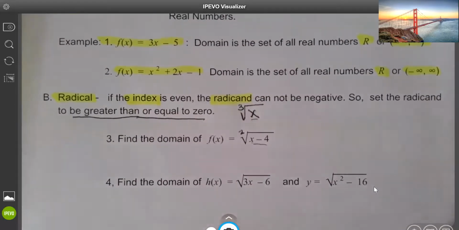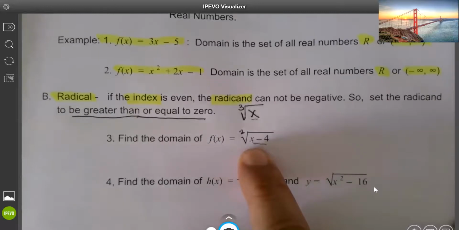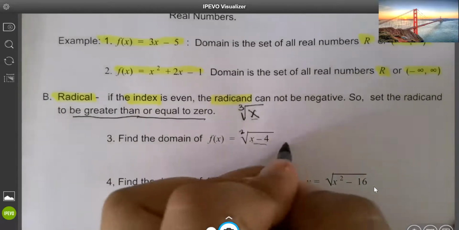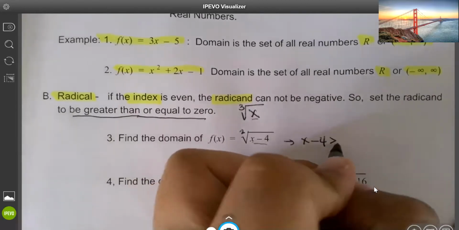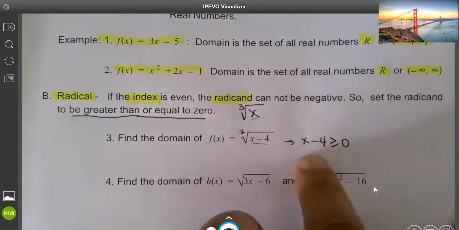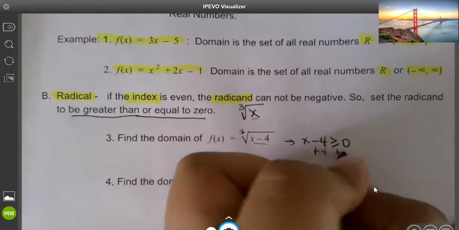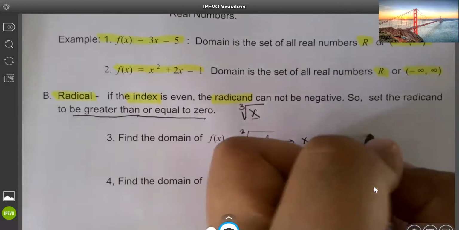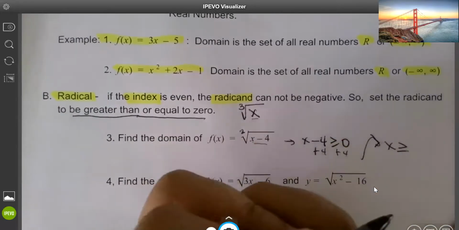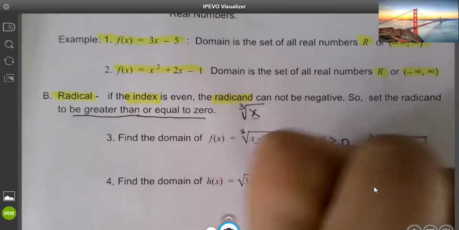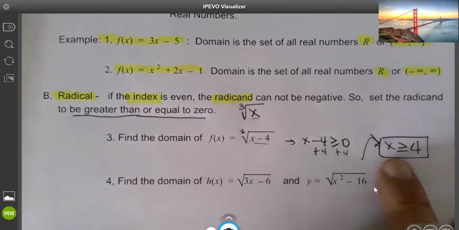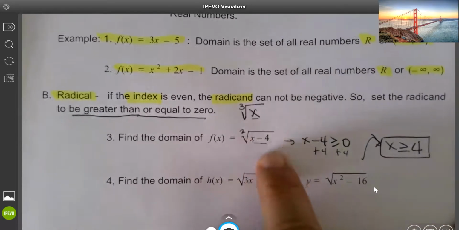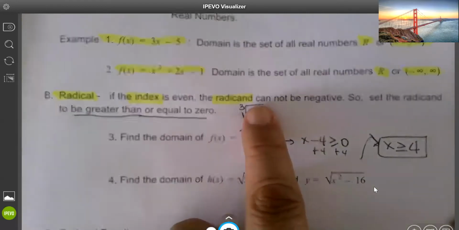So when you solve for the domain of the square root of x - 4, the radicand here is x - 4. Set that to be greater than or equal to 0, and then solve for x. So this is plus 4, plus 4. Now I have x is greater than or equal to positive 4. These are the possible values of x. It cannot be less than 4, otherwise this becomes negative. Take note that the radicand cannot be negative.